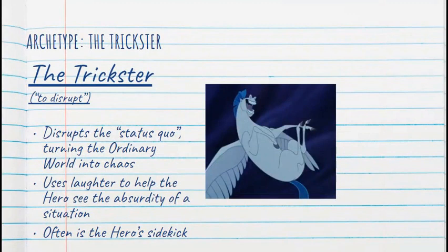Next is the Trickster. Their job is to disrupt. They might disrupt the status quo, turning the ordinary world into chaos. They might use humor or laughter to help the hero see the best or the absurdity of a situation. And they're often the hero's sidekick. If you have seen the movie Shrek, which many of you have, you can easily identify Donkey as Shrek's sidekick.